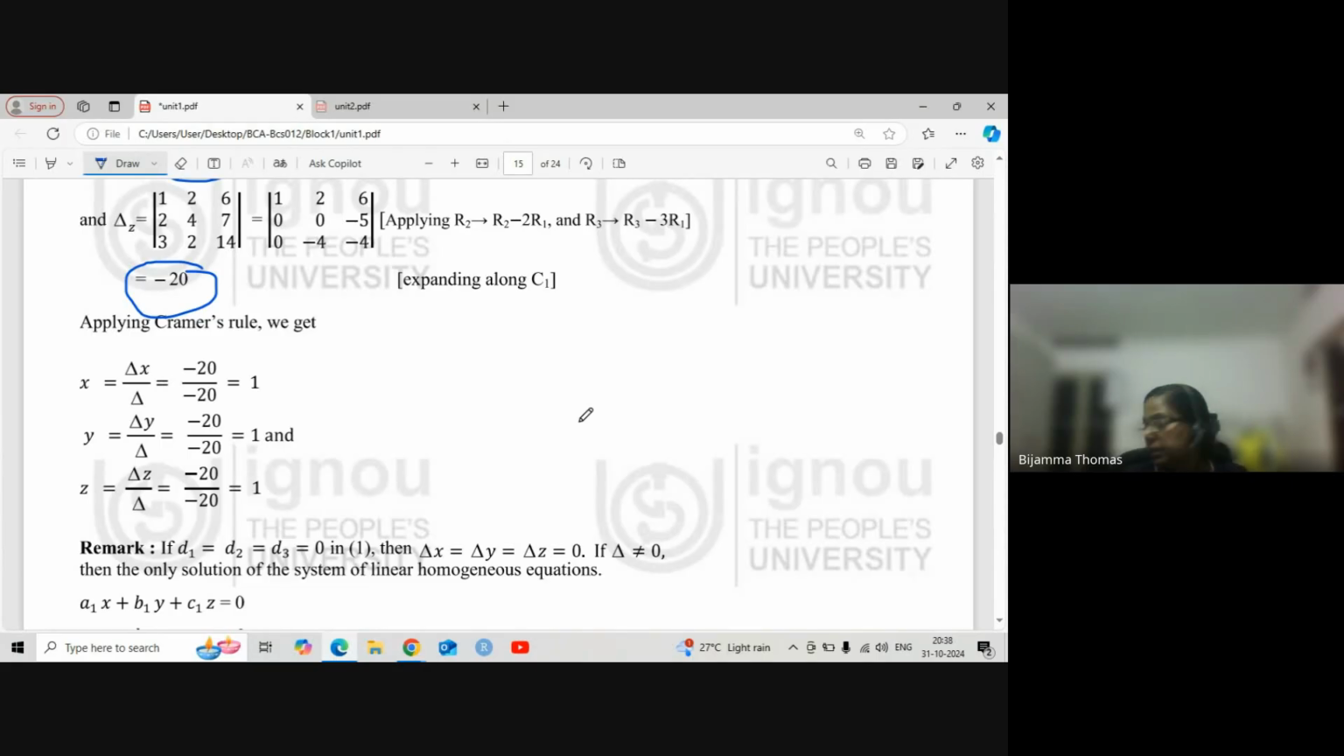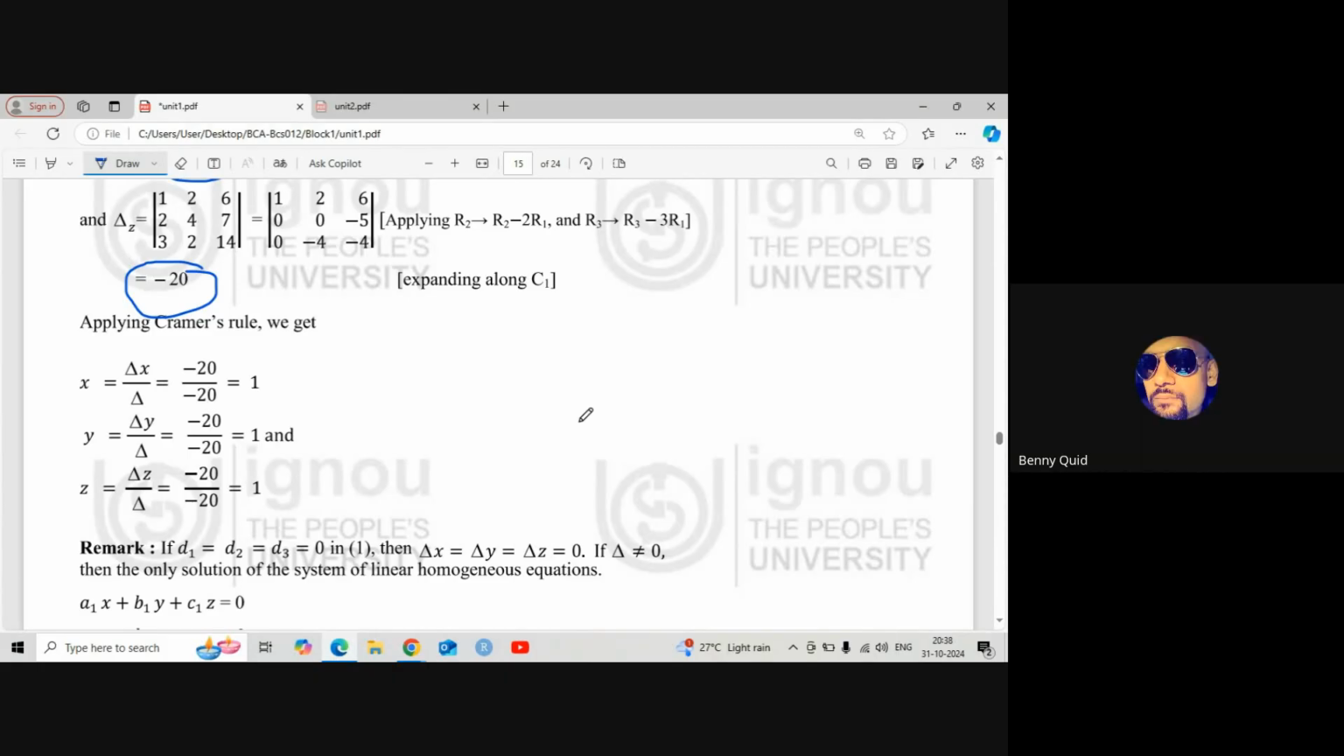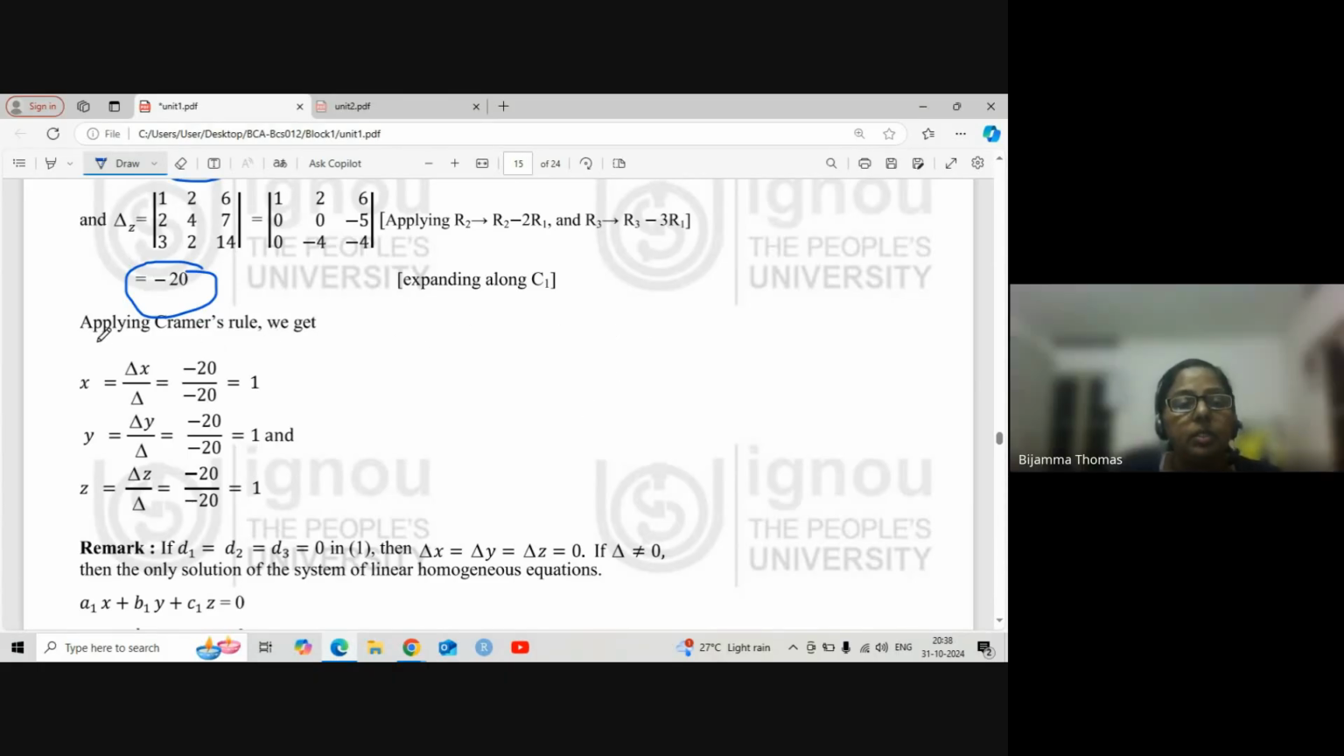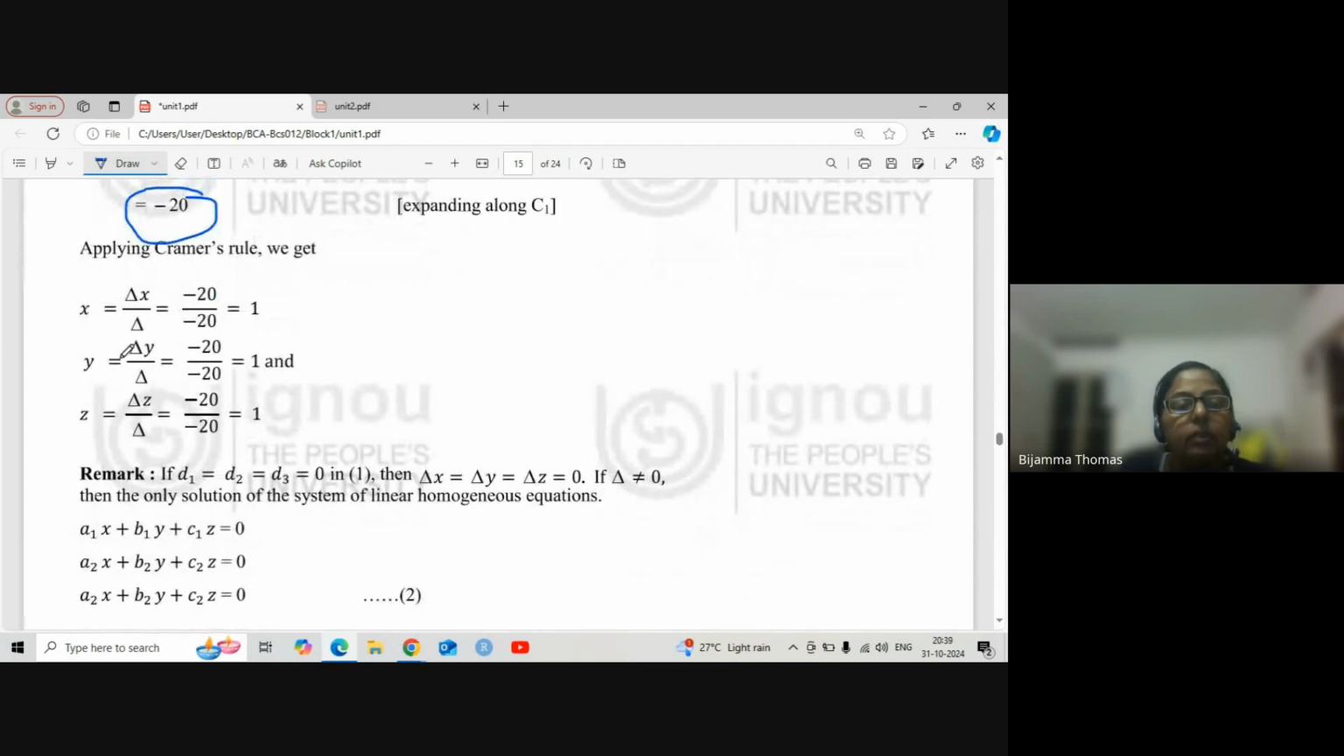What about delta Z? Same minus 20, ma'am. Okay. Now apply Cramer's rule. X equal to delta X by delta, which is minus 20 by minus 20, which is equal to 1. Y equal to delta Y by delta, which is again equal to 1. Similarly for Z also.